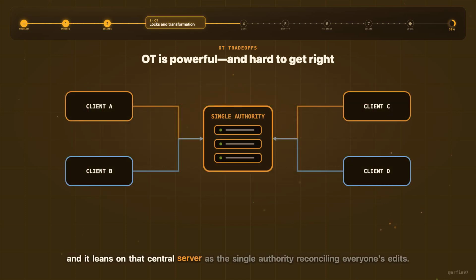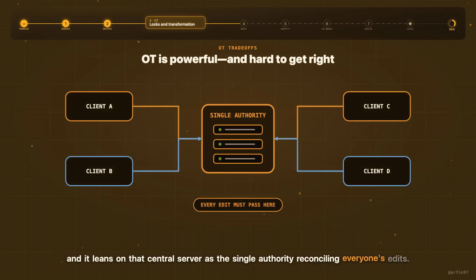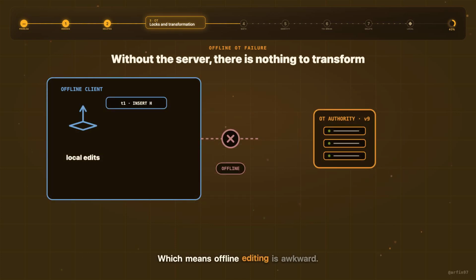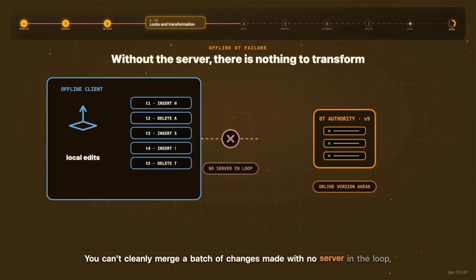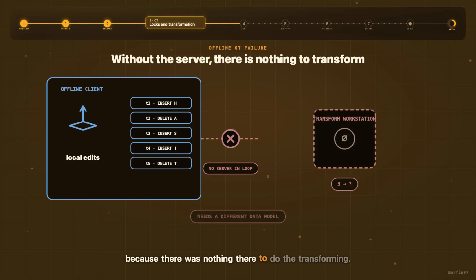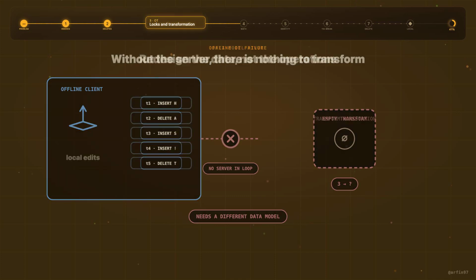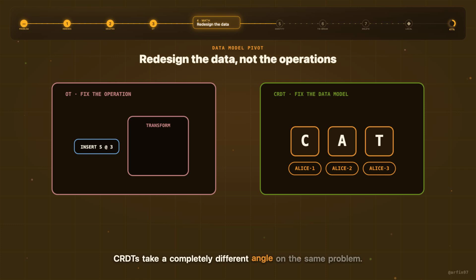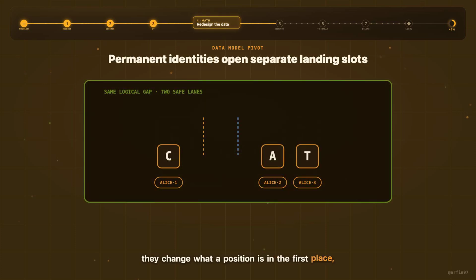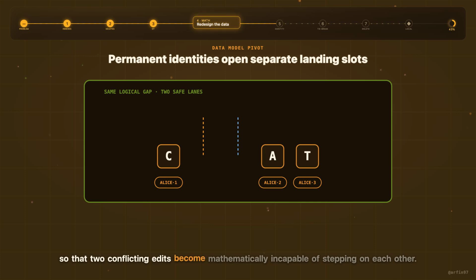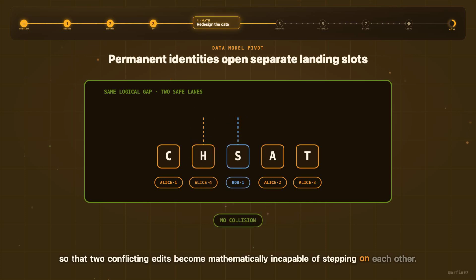leans on that central server as the single authority reconciling everyone's edits, which means offline editing is awkward. You can't cleanly merge a batch of changes made with no server in the loop, because there was nothing there to do the transforming. CRDTs take a completely different angle on the same problem. Instead of fixing up operations after the fact, they change what a position is in the first place, so that 2 conflicting edits become mathematically incapable of stepping on each other.